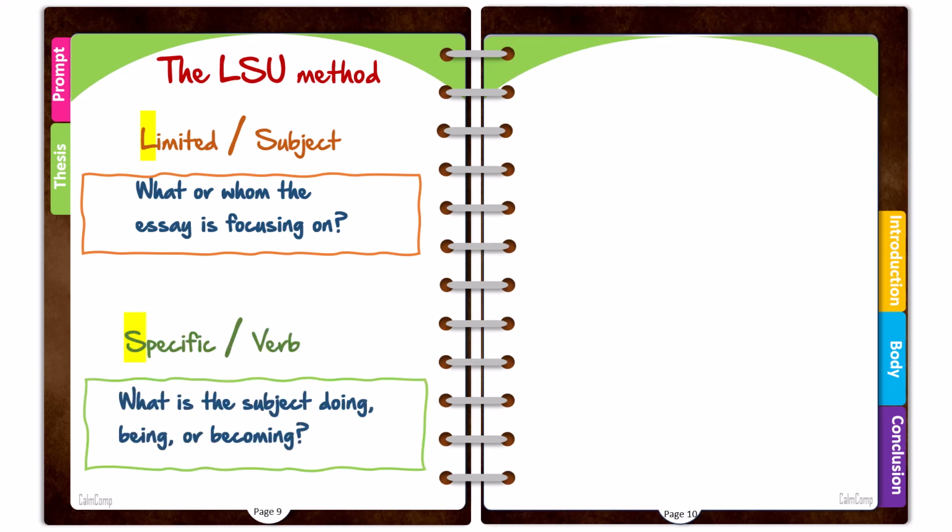The S in LSU is the specific. This part of the thesis statement is going to focus on the action, the verb in the sentence. It's going to make sure that the subject is doing, being, or becoming something that can be argued in the thesis, and that can also be proved.